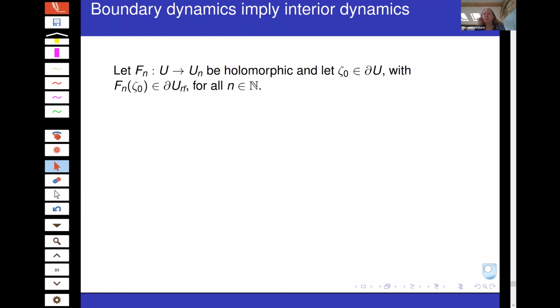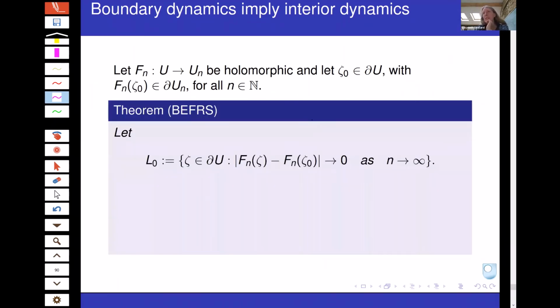Okay, so let's suppose we've got our sequence of maps going from U to UN, and we've got a point here which is on the boundary, and it maps to the boundary at each stage. Now for wandering domains, that was always the case, but we're just going to specify that in this more general setting. And then we're going to look at this set here. So we've got one point on the boundary, and we're following its orbit. So this is the point zeta naught.